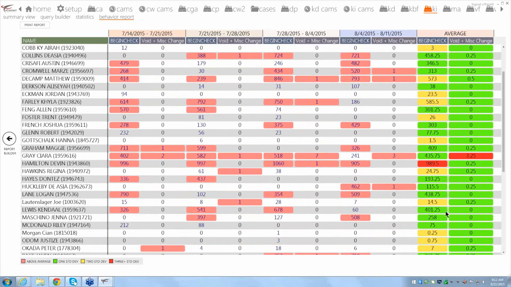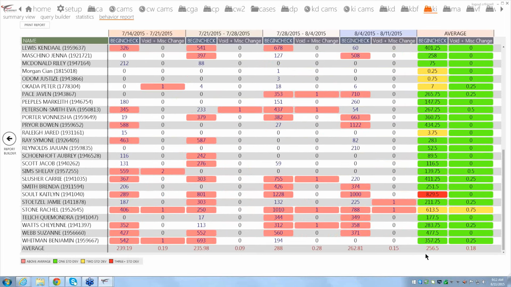Then you've got these averages down here at the bottom. This one, 256.5, this is the average for the entire month for begin check. Just like this, this is the average for the entire 28 days for void plus miscellaneous change.